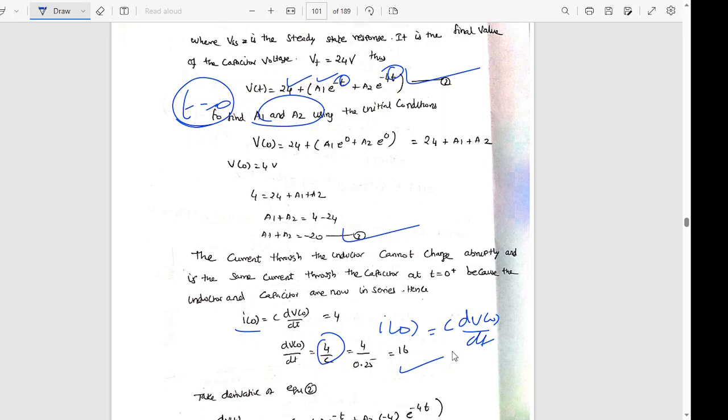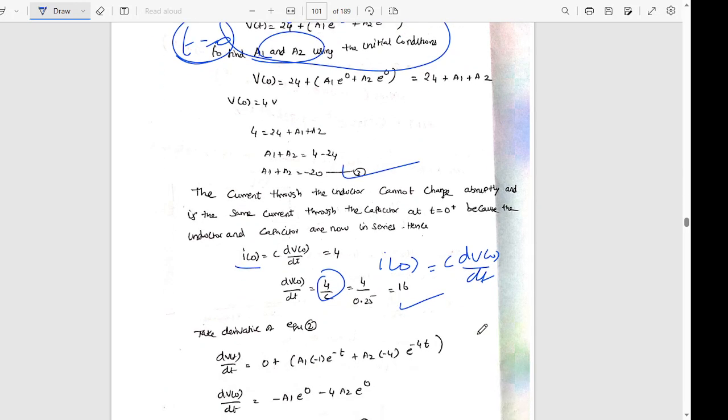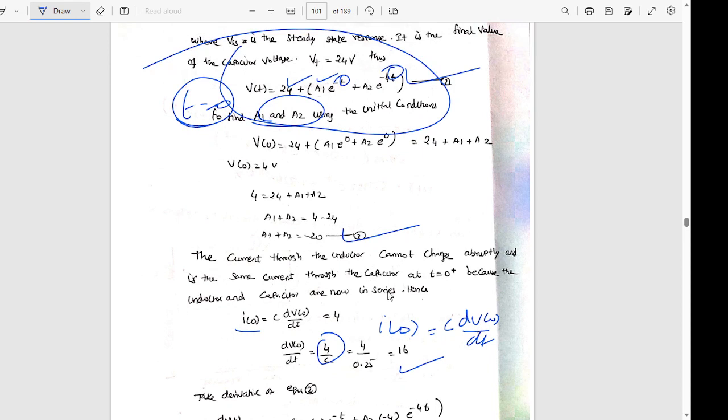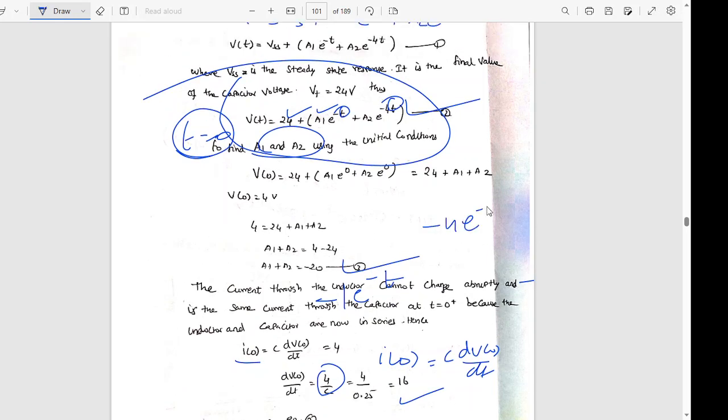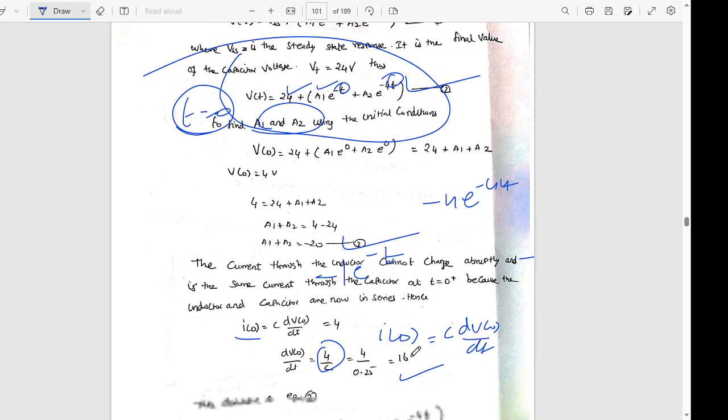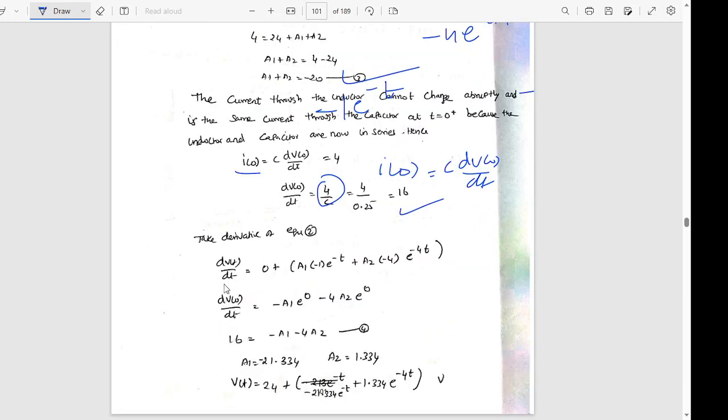Now differentiate the equation which we got, equation number 2. So dv of t by dt equal to 24 will be differentiated to 0 because it is a constant, plus A1 e power minus t can be differentiated as minus 1 e power minus t, plus A2 e power minus 4t differentiated as minus 4 e power minus 4t. So dv of t by dt: the constant is differentiated to 0, A1 is a constant, e power minus t is differentiated as minus 1 e power minus t, plus A2 minus 4 e power minus 4t.